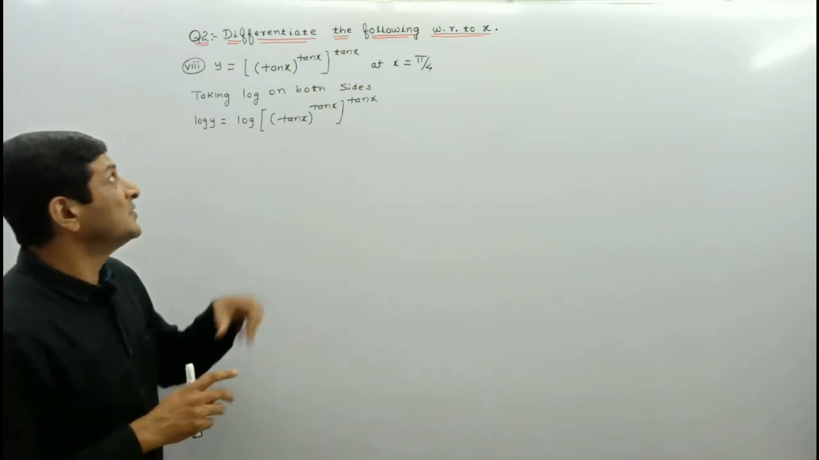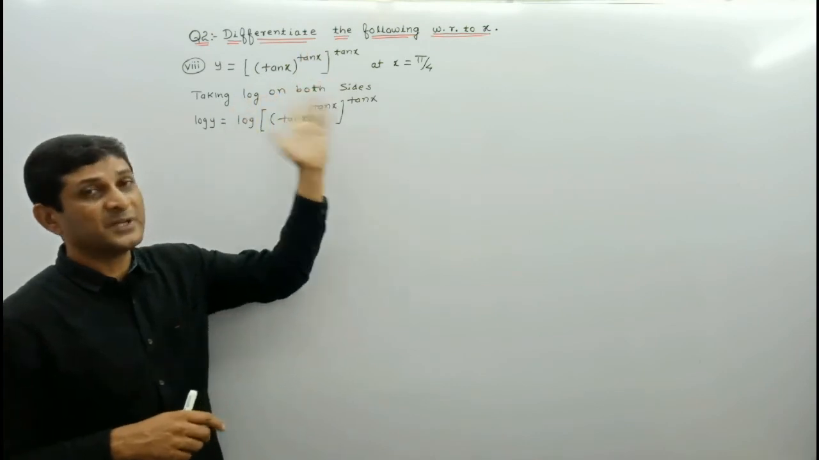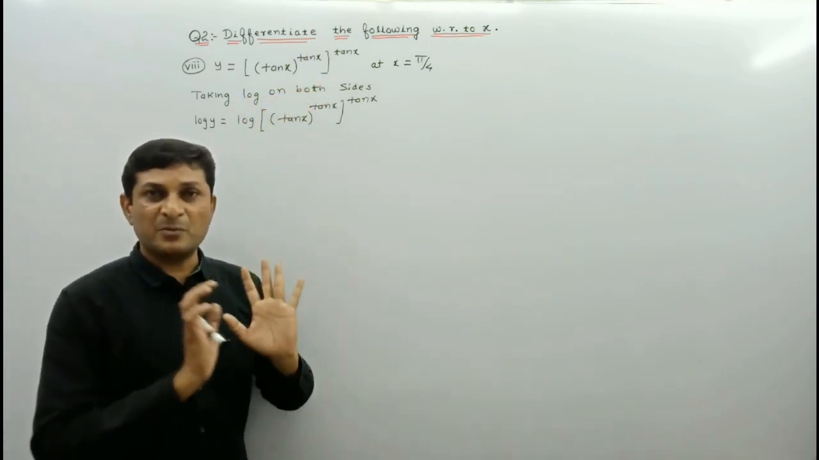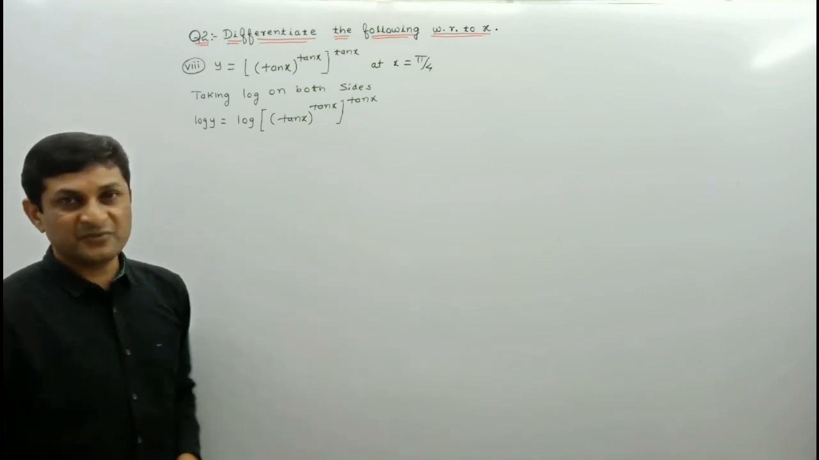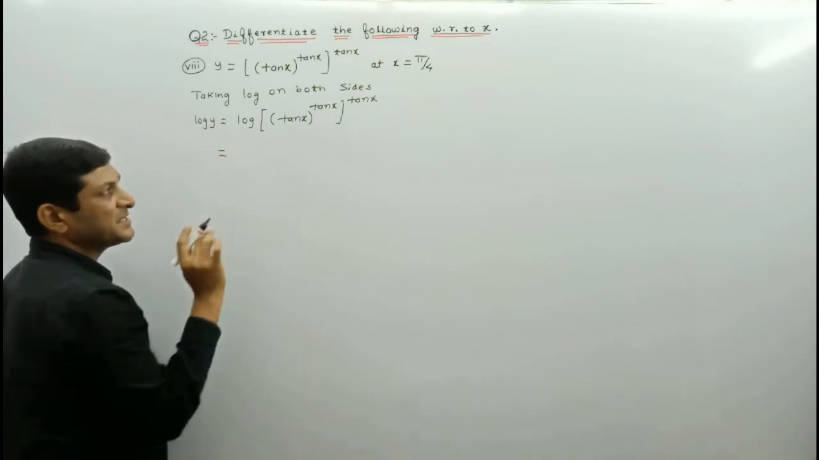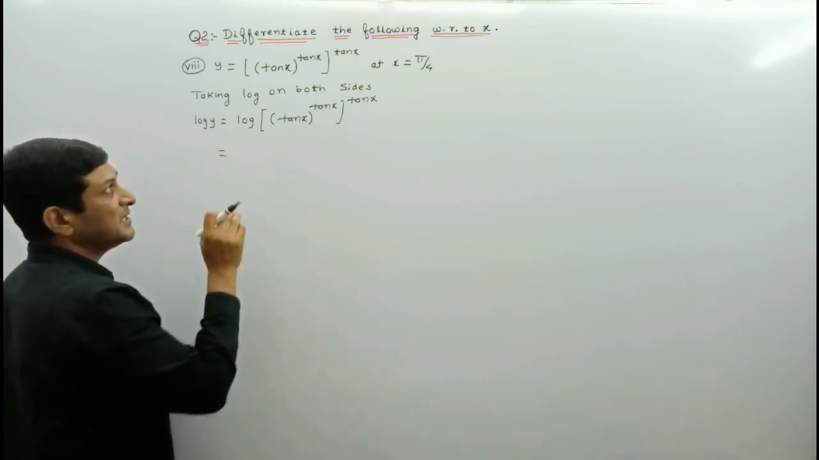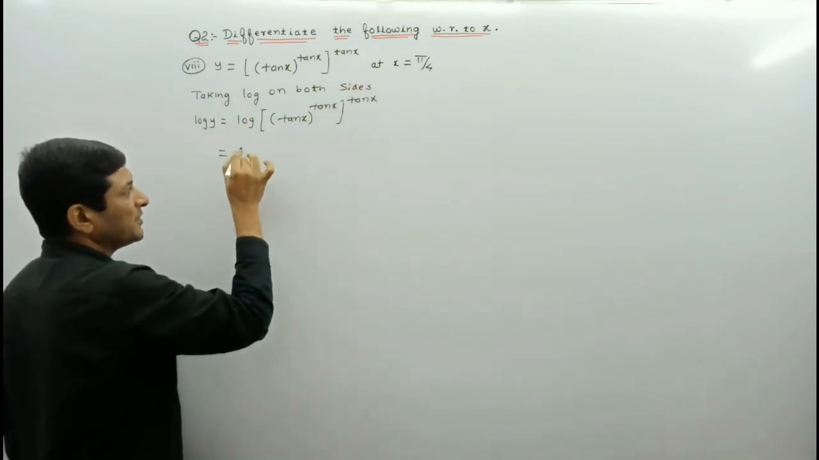In this case given function is y is equal to tan x raised to power tan x raised to power tan x. Here we can easily observe that the function is in the form of f of x raised to power g of x. That's why we are applying logarithmic differentiation method, means taking log on both sides. So first we are simplifying this expression applying laws of logarithm. So here this power tan x can be taken as coefficient according to laws of logarithm.